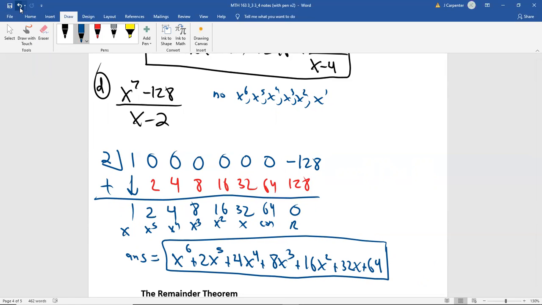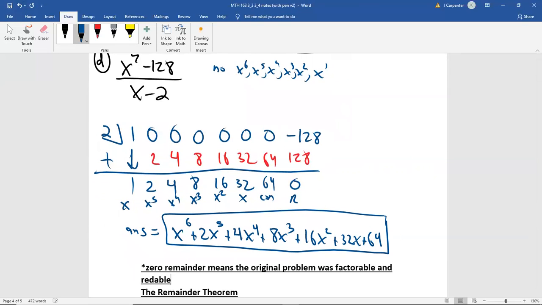So as we discussed at the beginning of this section where we had a long division problem with a 0 remainder, whenever your remainder is 0, that means that the original problem was factorable and reducible. So this is just a reminder: 0 remainder, the original factorable and reducible.